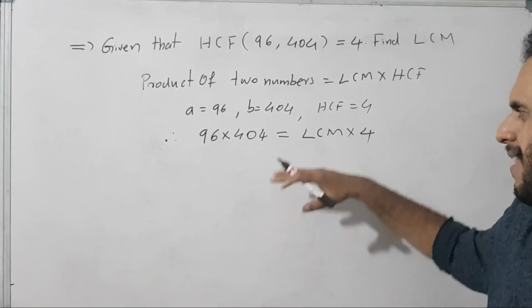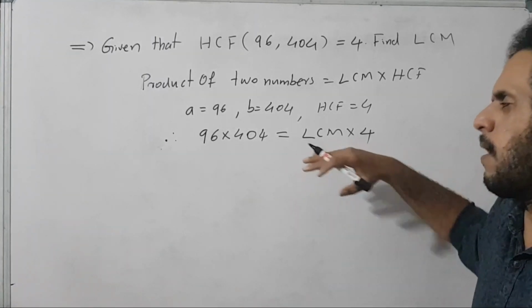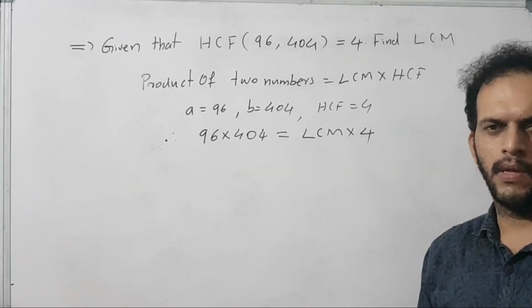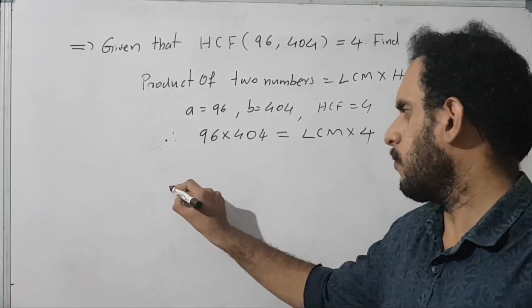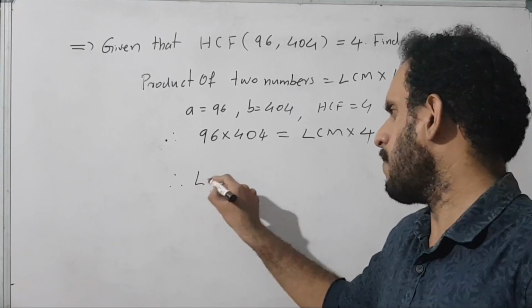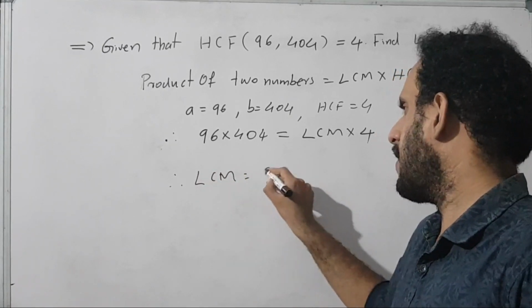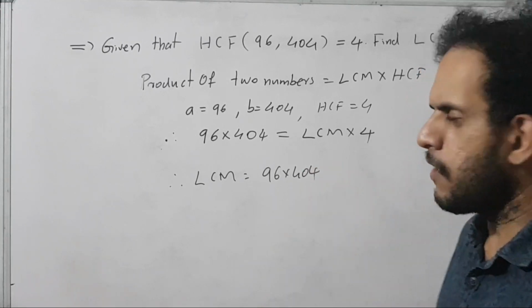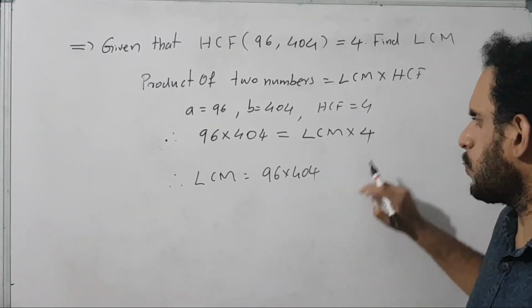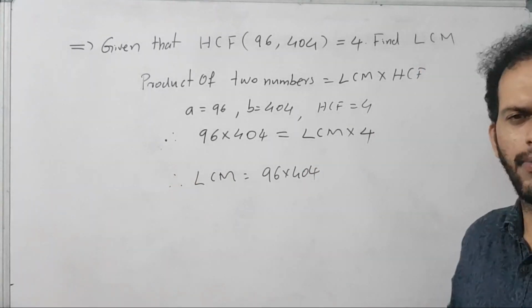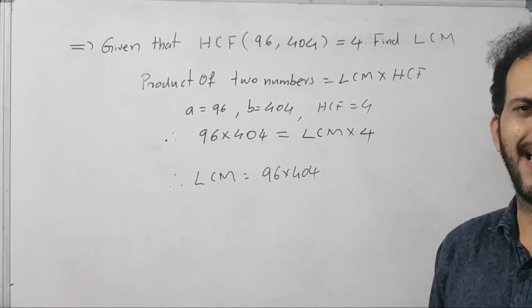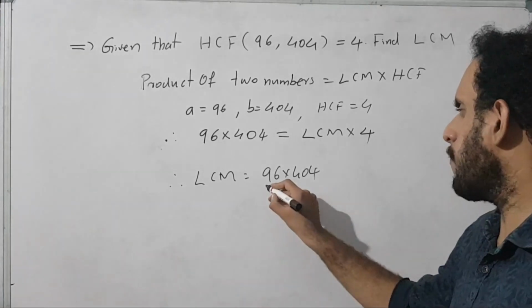Correct. നമ്മളൊക്കെ എൽ സി എം ആണ് കണ്ടുപിടിക്കേണ്ടത്. അപ്പൊ എൽ സി എം അവിടെ വെച്ചിട്ട് ഫോറിനെ ട്രാൻസ്പോസ് ചെയ്യും, നമ്മൾ സാധാരണ ചെയ്യുന്നതാണ്. സോ ദർഫോർ എൽ സി എം ഈസ് ഈക്വൽ ടു 96 ഇൻറ്റു 404. ഇഫ് യു ട്രാൻസ്പോസ് 4 ടു ലെഫ്റ്റ് സൈഡ് ഓർ next side of the equality sign, what is the changes? That becomes by 4.